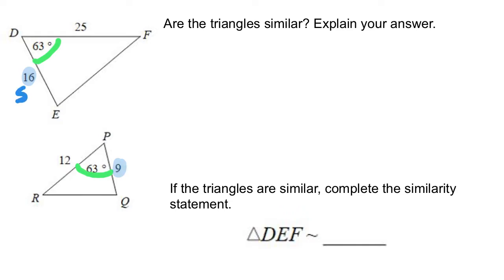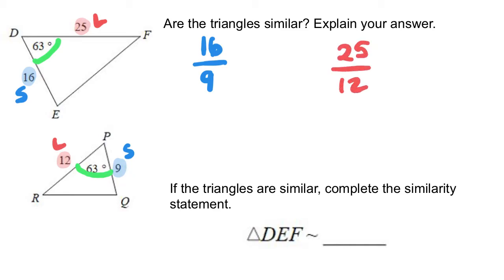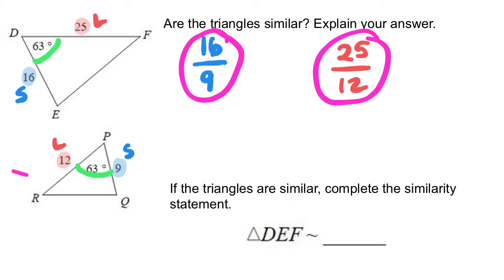So the small side to the small side is 16 over 9. And then the larger side of the top triangle is 25, and the larger side of the bottom triangle is 12. So this is my large to my large as my proportion. Now, if I want to simplify these, 16 over 9 doesn't simplify, as well as 25 over 12 doesn't simplify either. So these are my two ratios.